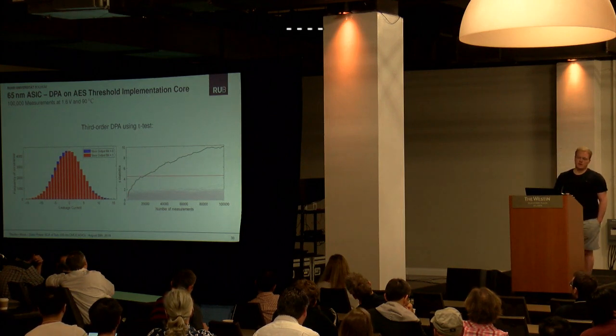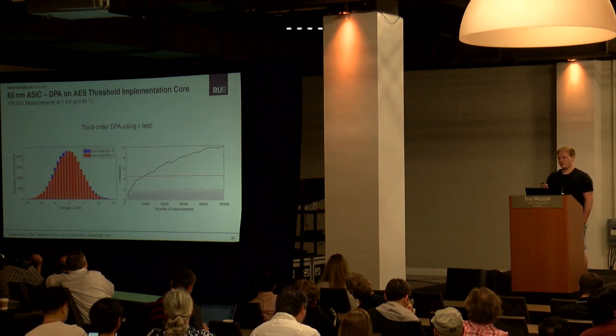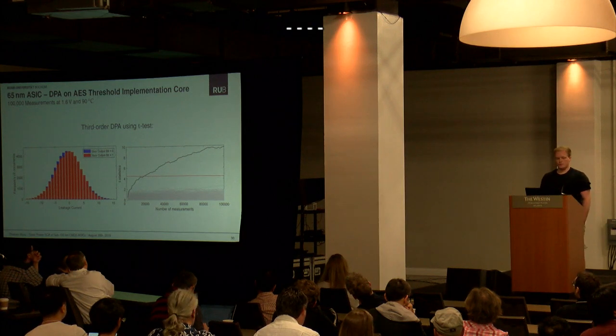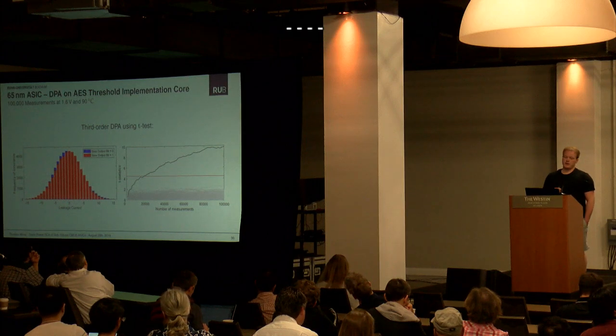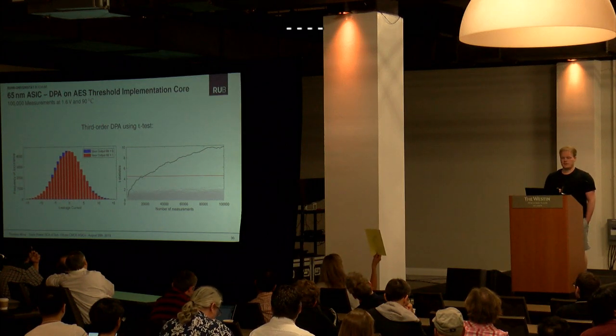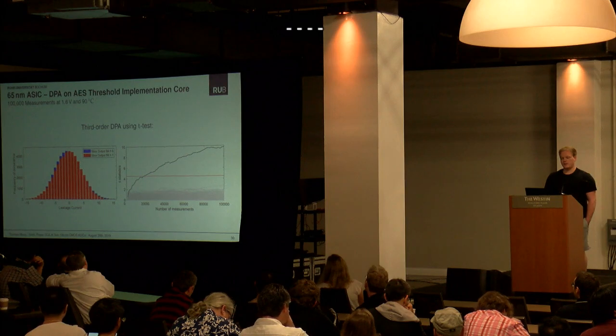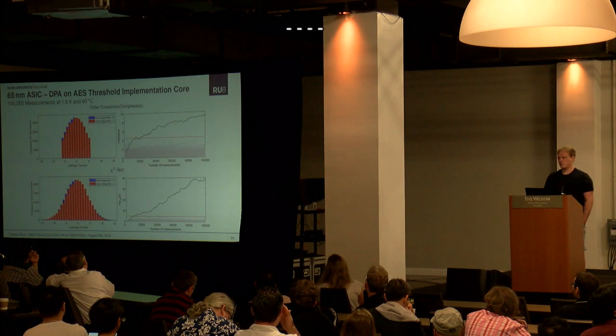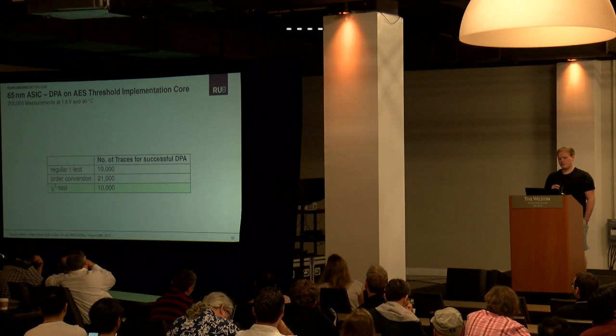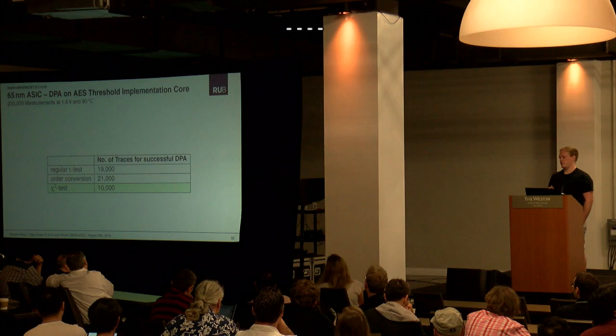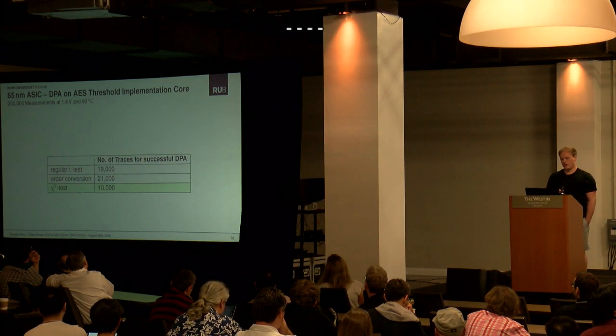So we performed a DPA on an AES threshold implementation core on both sides of chips, which has three shares and provides first-order security. And here we see a third-order DPA using the t-test distinguishing an S-box output bit, and we can see that the correct key candidate can be distinguished from the other ones. Then we take the two other methods, perform the same attack, and we can see that they can also distinguish, but the chi-square test needs almost only half of the number of traces that the regular t-test and the order conversion require to be successful.